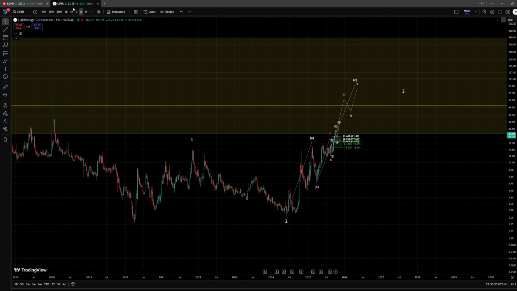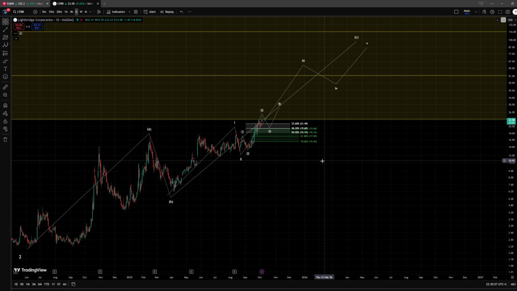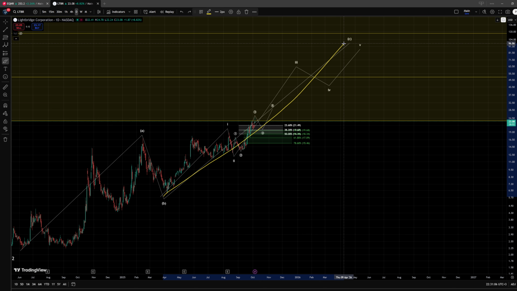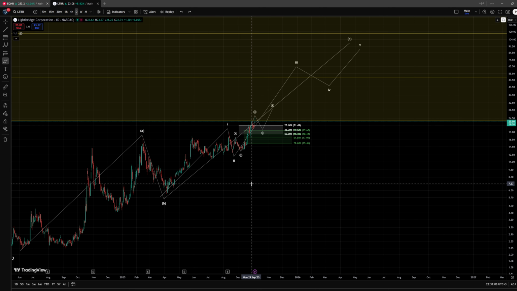But for now we are doing okay, and we will continue to be okay as long as we hold the 78.6% retracement and we build this wave C to the upside. And for now, these are the levels. This is the trade setup.